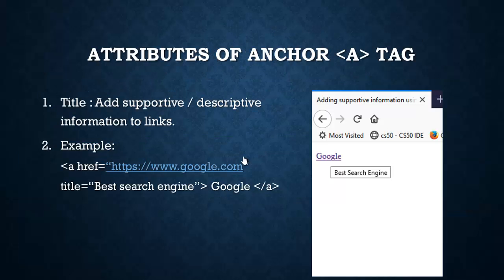The next attribute of the anchor tag is the title attribute, which is used to add supportive or descriptive information with the links. As you can see in the example shown on the screen, the title attribute is used for the Google search engine and we have written best search engine. Now you can see in the output window shown on your screen that the title appears in the tooltip when the mouse is over the link.